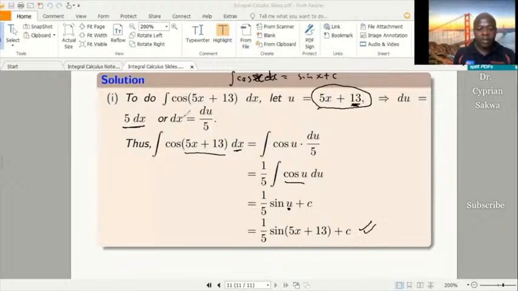So I stated that we can do this mentally because we've already done it before. So I know the value here is 1. So it will just be 1 out of the coefficient of x. The coefficient of x is 5. And then the integral of cos will be sine. And put whatever is here, which is 5x plus 13. Then plus constant of integration. So we can do it mentally.